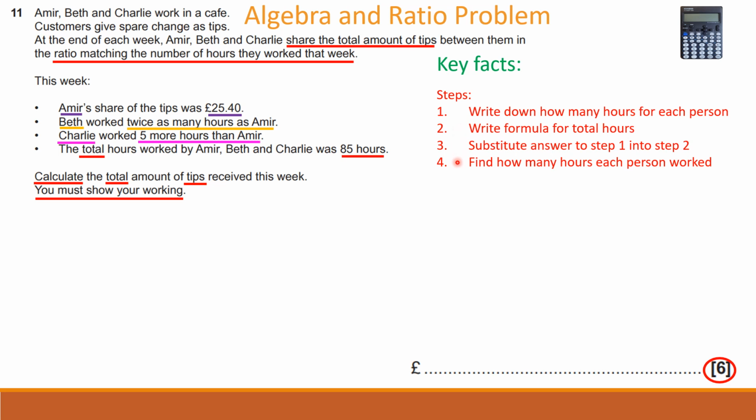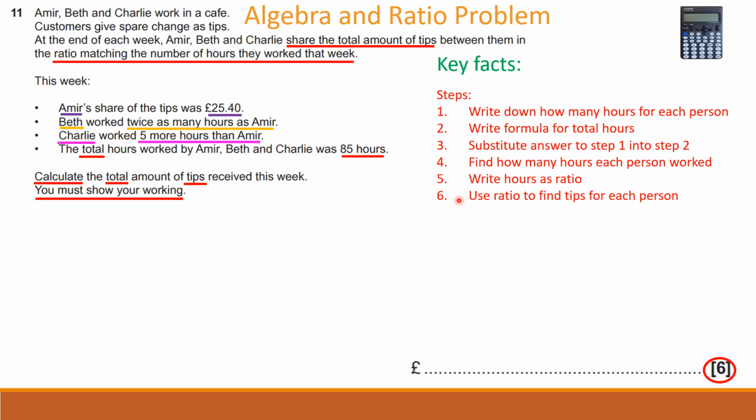Then you can work out how many hours each person worked. Now you know how many hours each person worked, you can write that as a ratio. Once you've written that as a ratio, you can then use that ratio to work out the tips for each person, because we know for Amir, he earned £25.40.